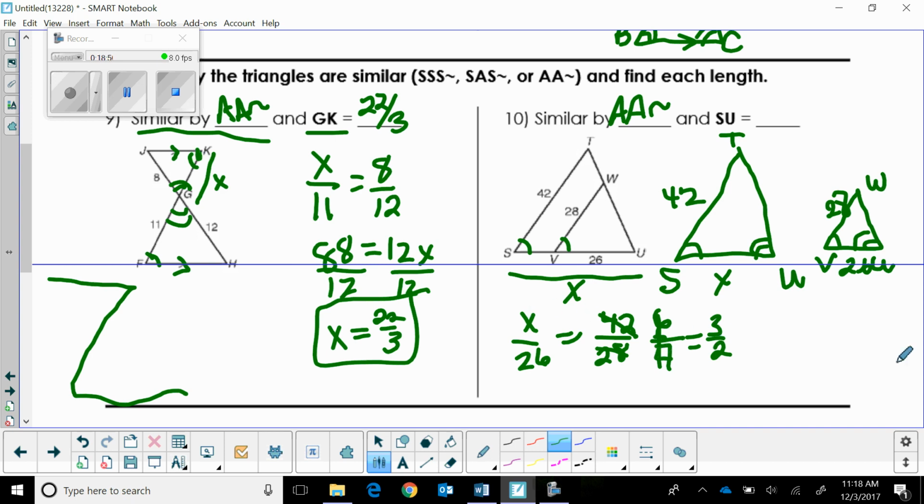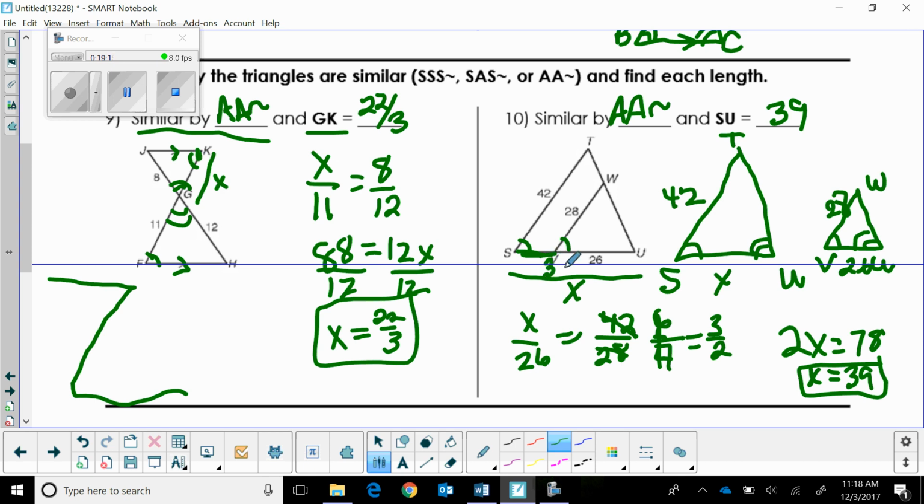2 times x is 2x, and 3 times 26 is, what's that, 78. So x must be 39. So there we go. X is 39, which is SU. Now, we've had a few problems in the past where we've had to find this SV.